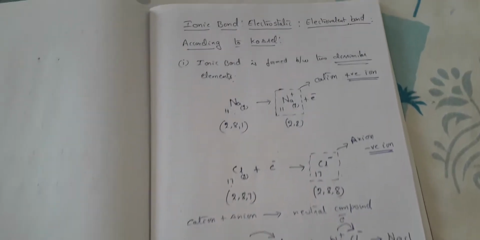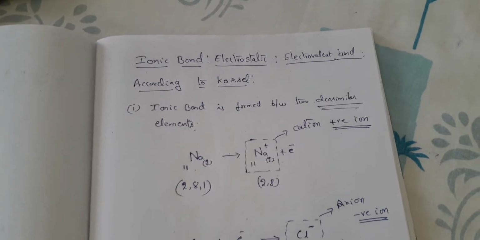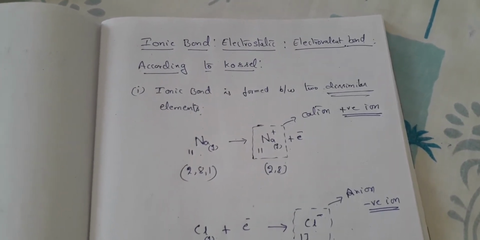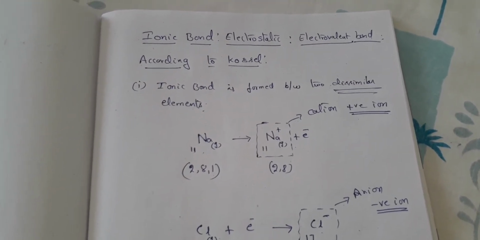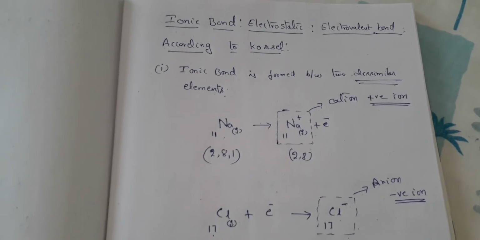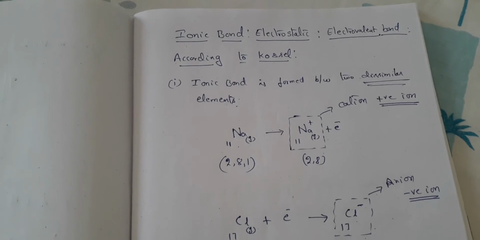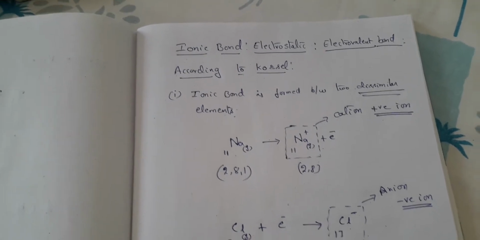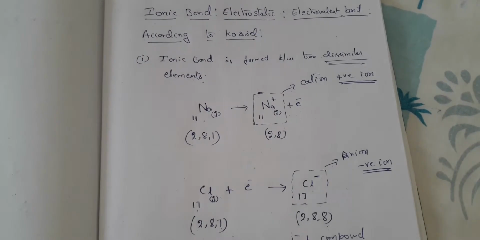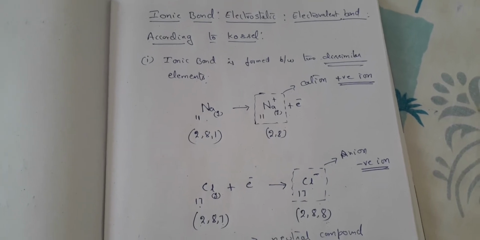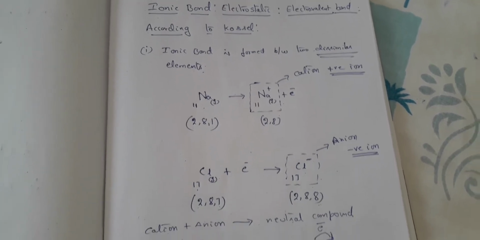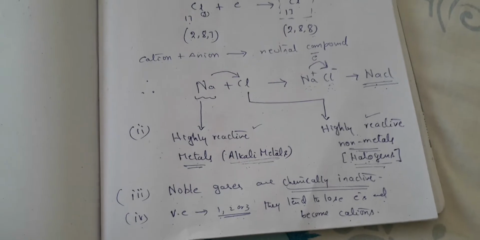According to Kossel, how an ionic bond is formed and what are the characteristics, that means what are the things which let the ionic bond form. Okay, so pause the video for a moment. Take a screenshot. Please prepare your own notes. This is very, very important. And now the second part.